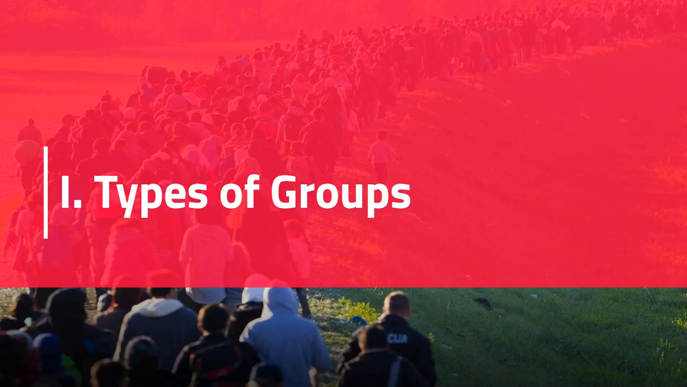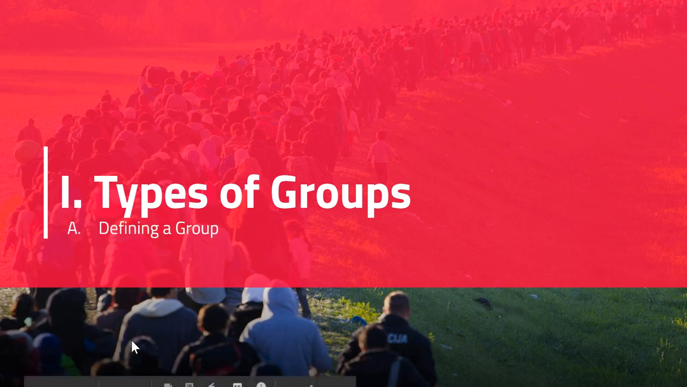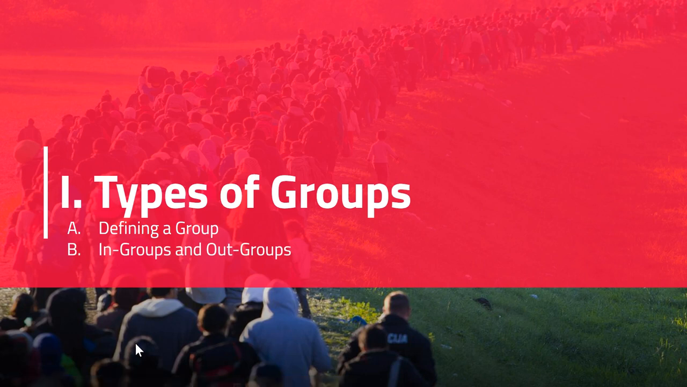So in this first part of our chapter on groups and organization, we'll look at different types of groups. We'll start out with defining what a group is, followed by understanding the differences between in-groups and out-groups, and finally understanding what reference groups are.